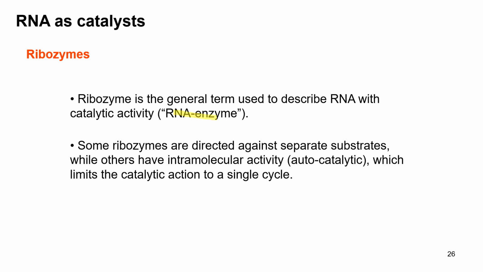Some of these catalytic RNAs, the ribozymes, act on other molecules, so a separate substrate, while others have self-directed activity, so the RNA molecule acts intramolecularly to cleave itself. And we describe this as autocatalytic. Once the RNA cuts itself, it no longer has its original structure that possesses the catalytic ability, so this limits catalysis to a single cycle.